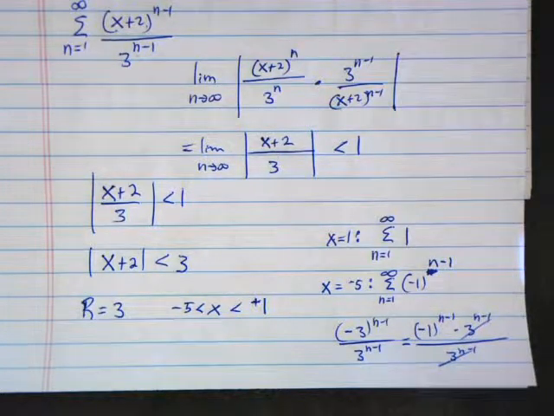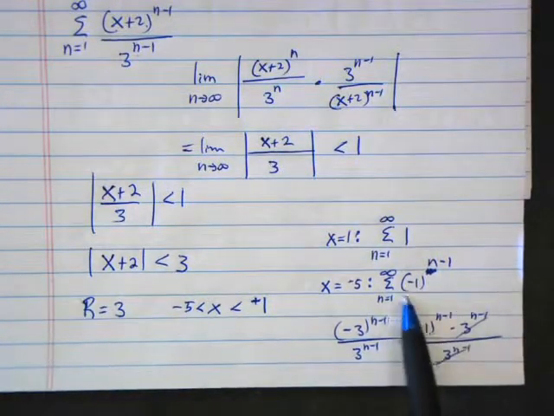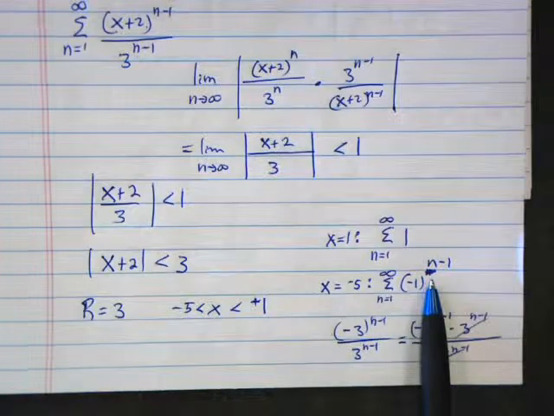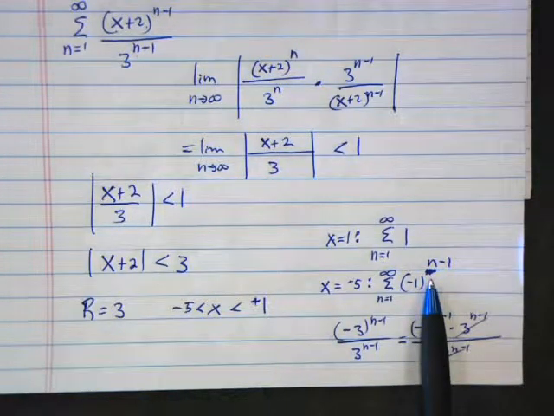Yes? What test are you using? The Abe test. I'm not familiar with that one. Well, let me ask you a question. What's the limit as n goes to infinity of -1 to the n minus 1? Is that limit 0? No. If that limit is not 0, what does that tell you? That the series diverges.